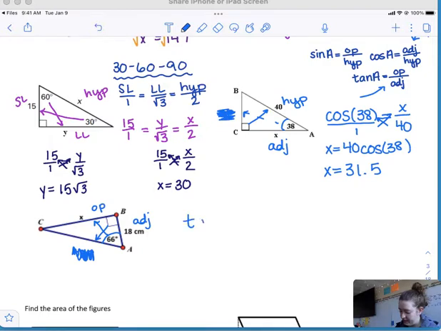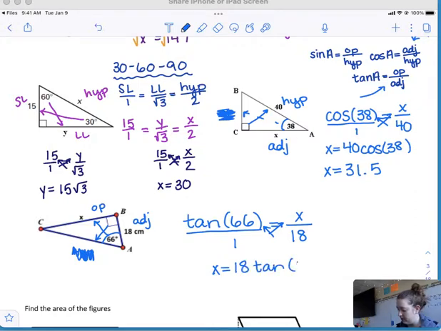So we have tangent of the angle, so that will be 66, equals opposite over adjacent, so x over 18. I'll put that tangent of 66 over 1, and we'll cross multiply. 1 times x is x. Then we'll take 18 times the tangent of 66. And when we put that into our calculator, we'll get 40.4.